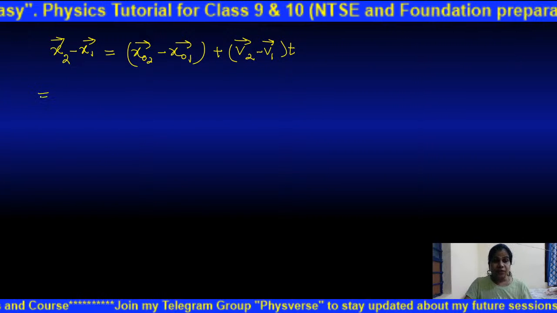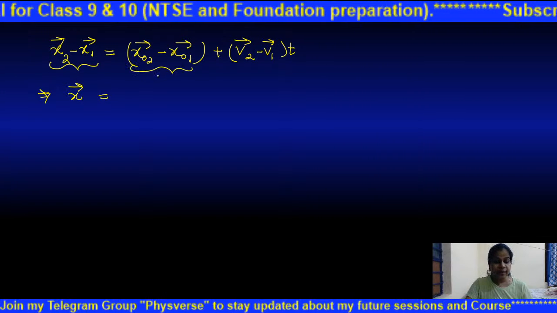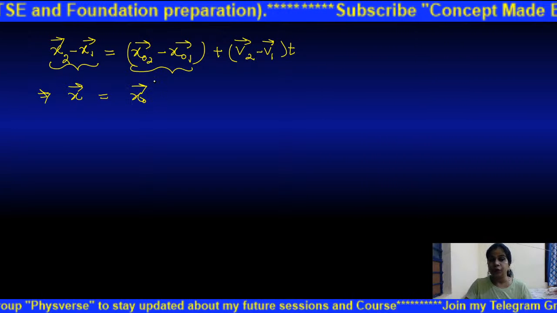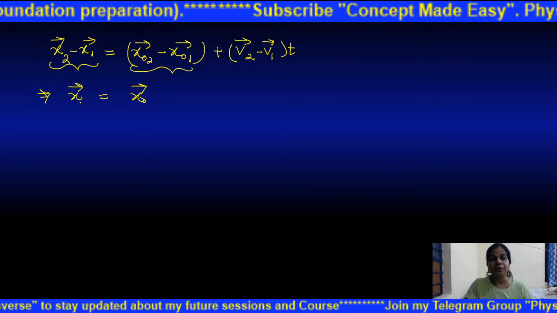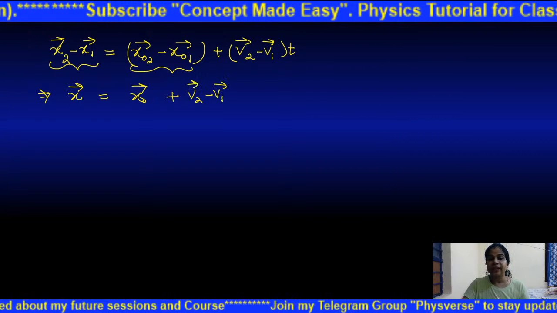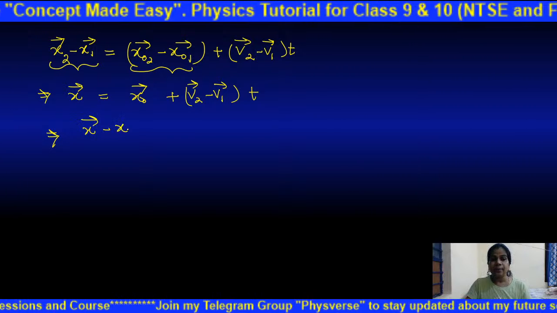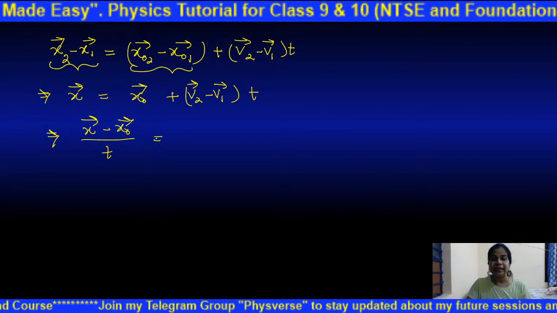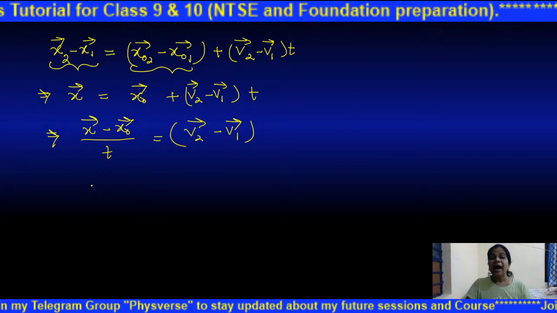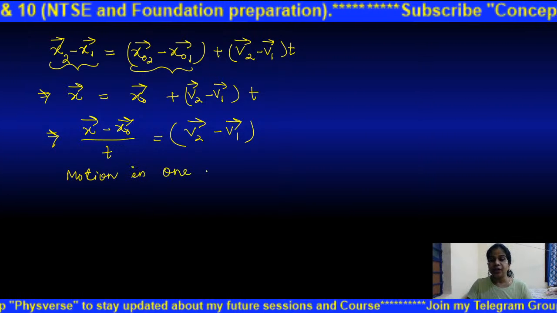If I write the expression for x2 minus x1, that must be like this. So that implies if I assume this edge x vector and this edge x0 vector at time t equal to 0, the difference is x0, this is x. I just assumed. So this is plus v2 minus v1 vector multiplied with t. So I can rewrite this expression: x vector minus x0 vector divided by t is equal to v2 vector minus v1 vector.